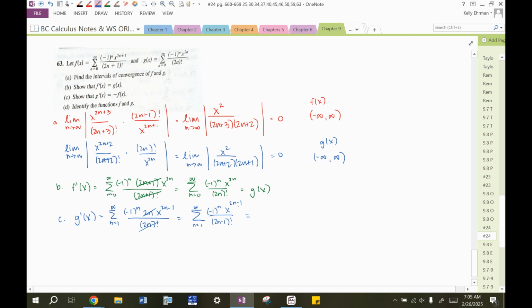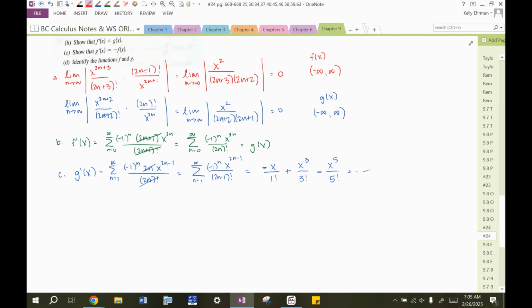So if we start at 1, we get negative x to the first over 1 factorial. And then put in 2, so you get positive x to the third over 3 factorial. Let's do one more term. Minus, putting in 3, x to the fifth over 5 factorial. Okay, so dot, dot, dot.